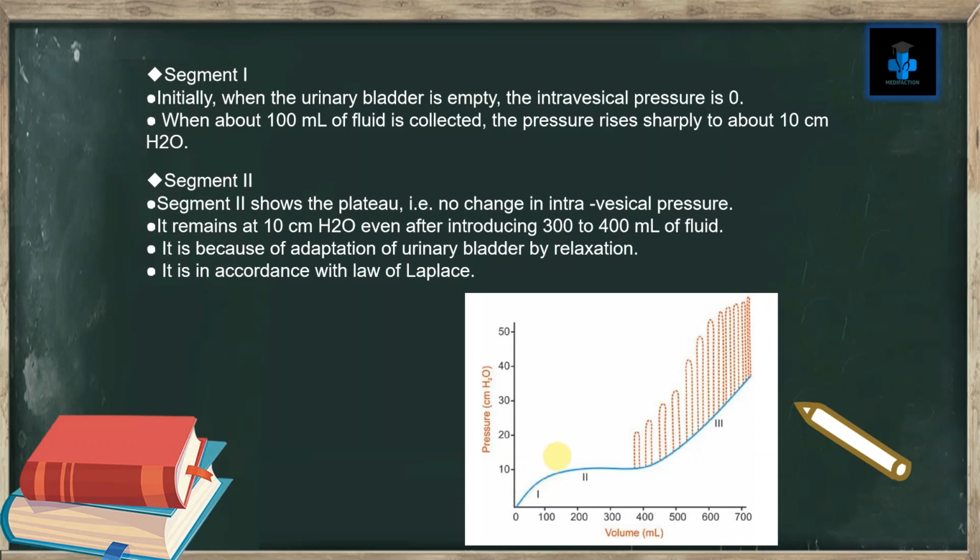Segment 2. Segment 2 shows the plateau, that is, no change in intravesical pressure. It remains at 10 centimeter water even after introducing 300 to 400 ml of fluid. It is because of adaptation of the urinary bladder by relaxation. It is in accordance with Laplace law. Let's learn about the law of Laplace.